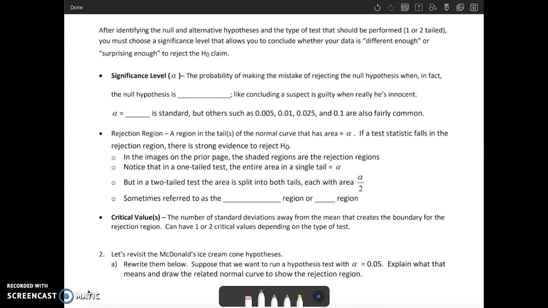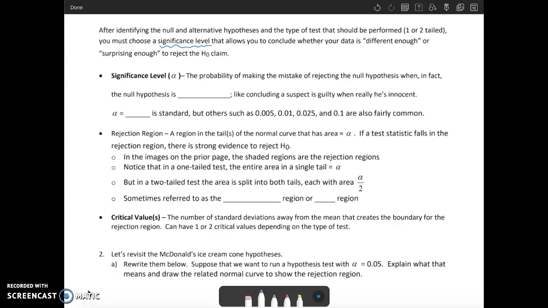Okay, so after you identify the null and the alternate hypothesis and the type of test that should be performed, you need to figure out, is this one or two-tailed? Then you need to choose a significance level that will allow you to conclude whether your data is different enough or surprising enough to reject that null claim. The significance level, which may also look familiar to you, is denoted with an alpha. We've seen this in our prior section.